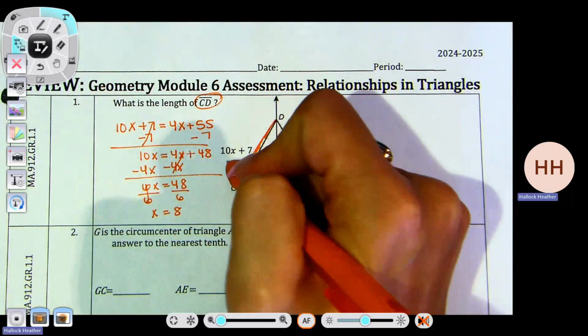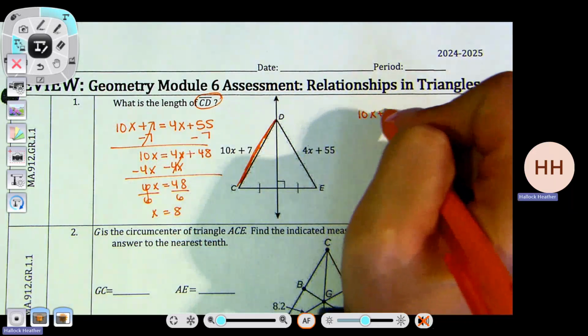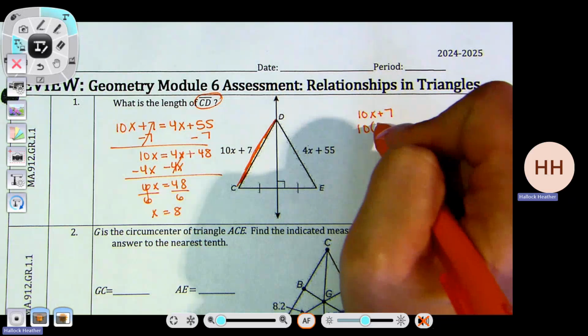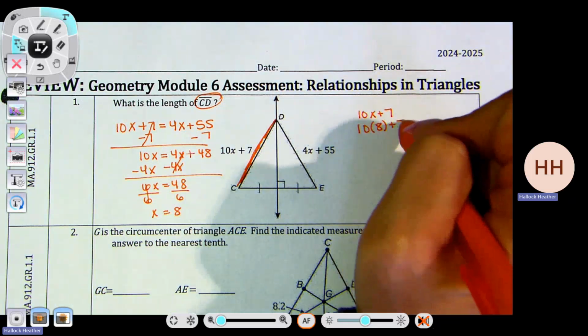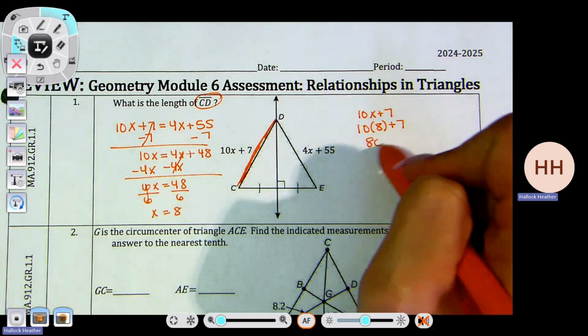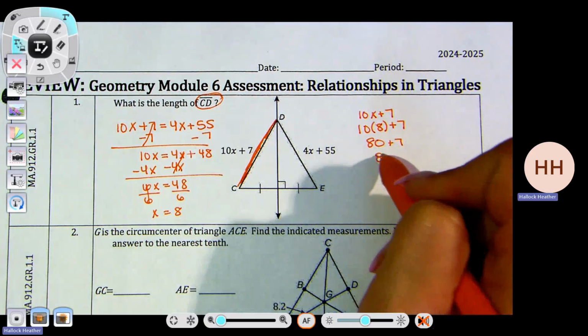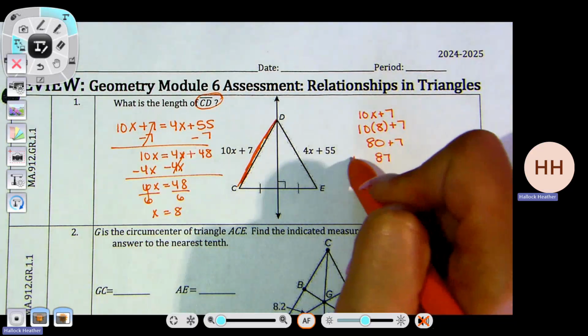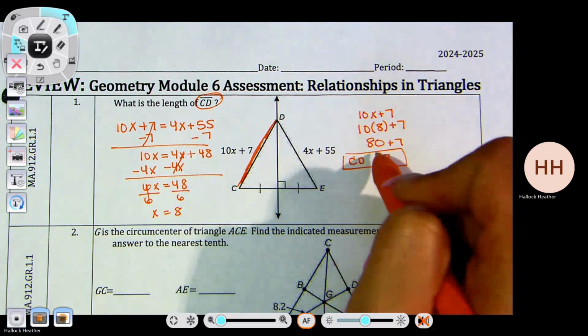So I'm doing 10x plus 7. So 10 multiplied by 8, add 7. 10 times 8 is 80. 80 plus 7 is 87. So that's the length of CD.